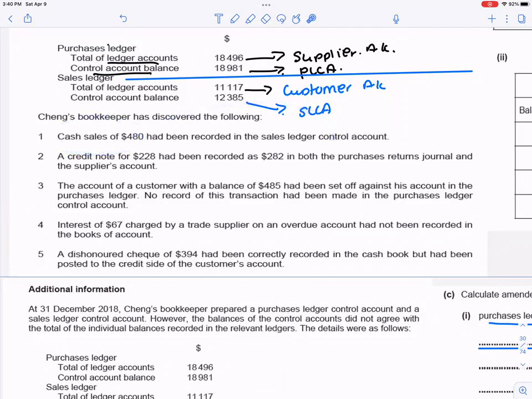SLCA. Is it a correct thing? No. Cash sales, where should it have been recorded? Sales ledger account. Where should cash sales have been recorded?